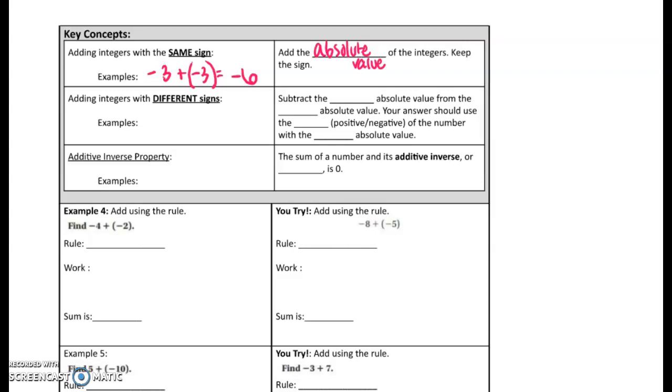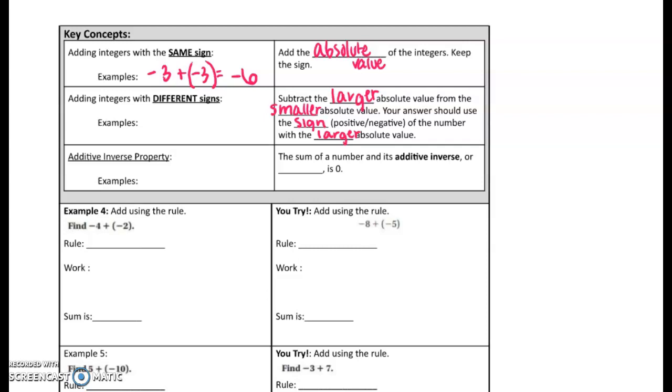Adding integers with different signs. We subtract the smaller absolute value from the larger absolute value, and your answer should use the sign, whether that's positive or negative, of the number with the larger absolute value.